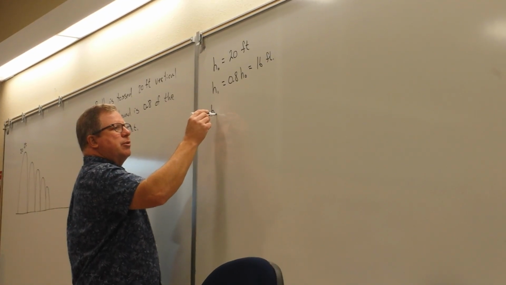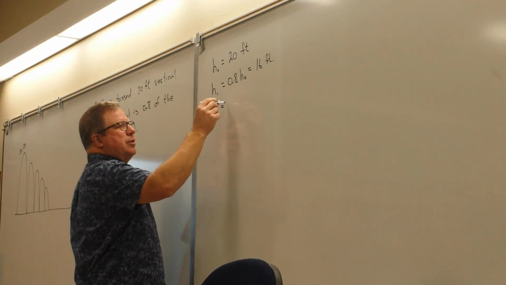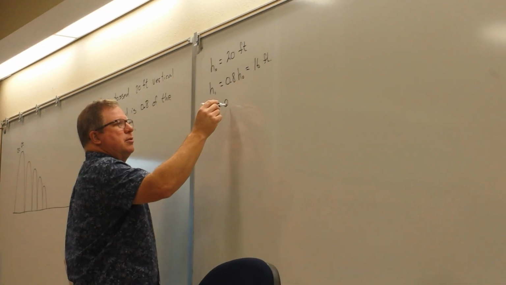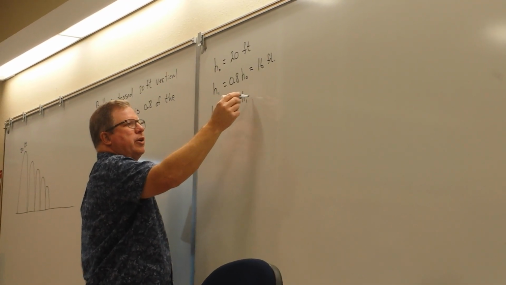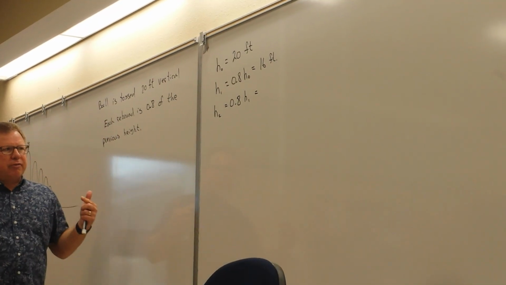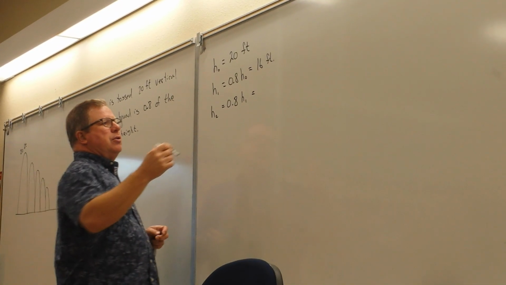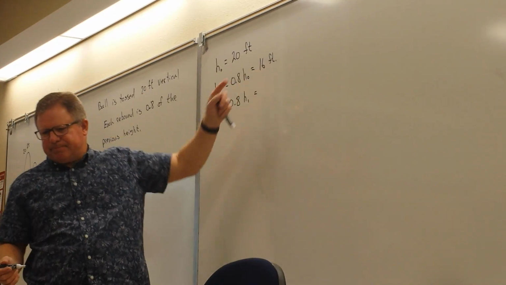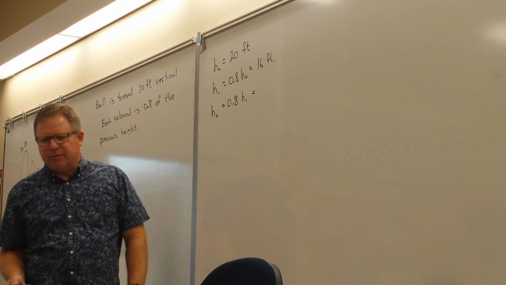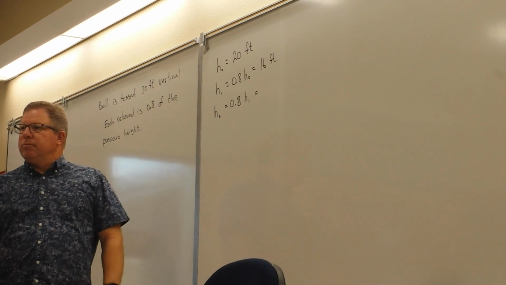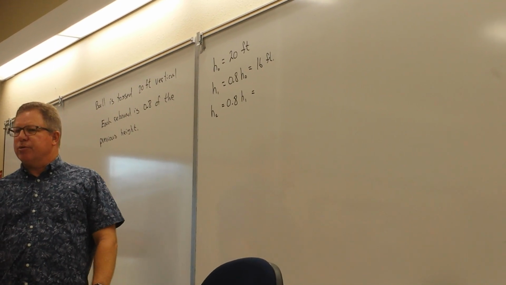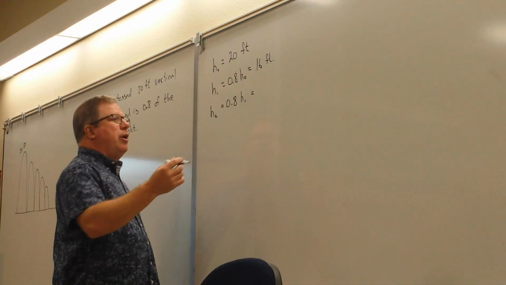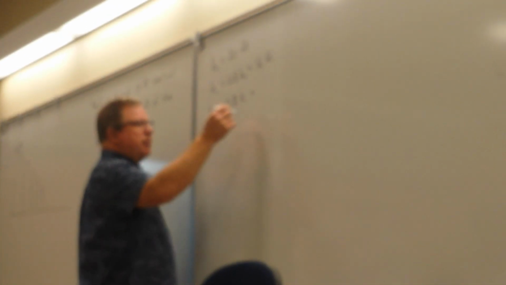H2, the second rebound, will be 0.8 times H1. It's always 0.8 of the previous bounce. So what do we get there? That'd be 0.8 times 16. 12.8, good. Now, before we write that though, I want to write another deal here.